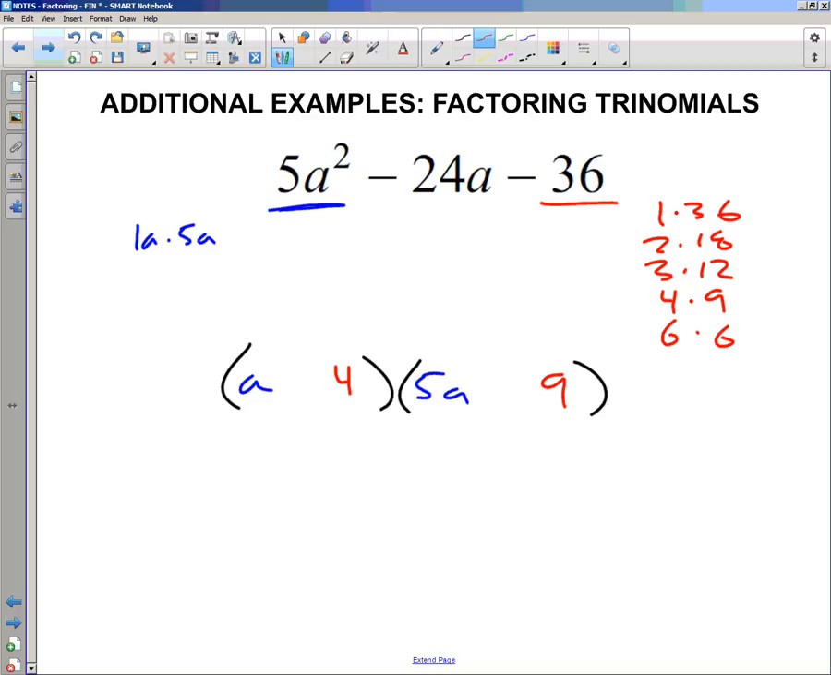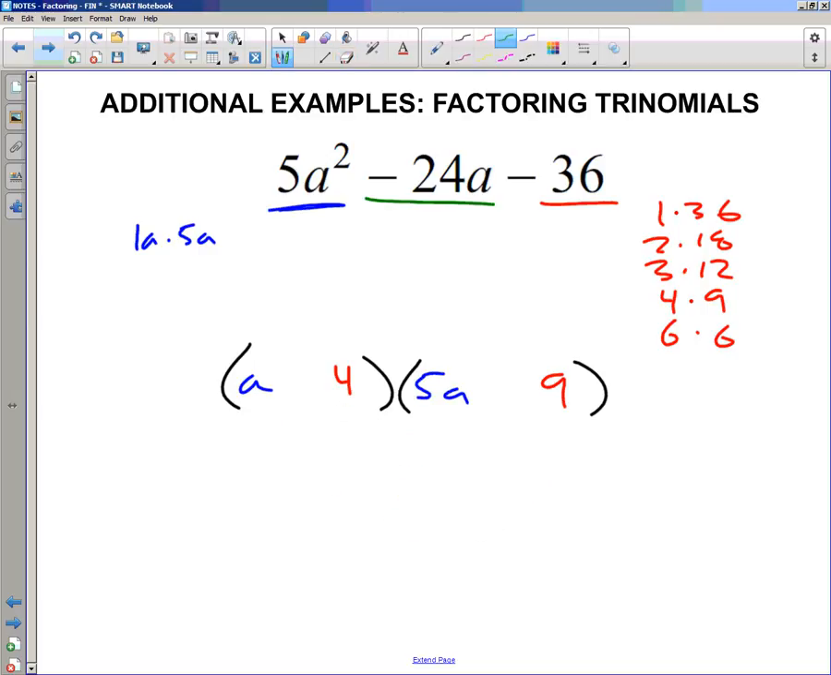Let's try this out and see if we're going to get the negative 24a that we want. 4 times 5a would give us 20a. 9 times 1a would give us 9a. And 20a and 9a are not going to combine in any way to give us negative 24a, so that's out.